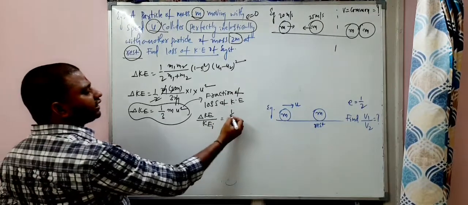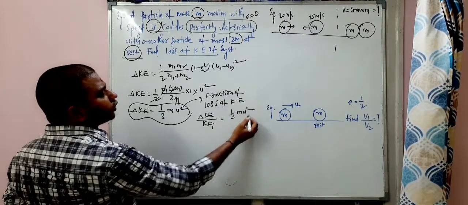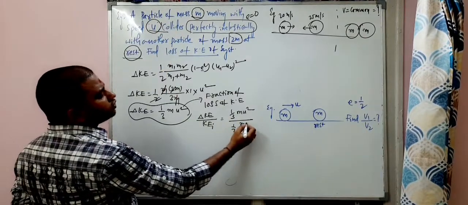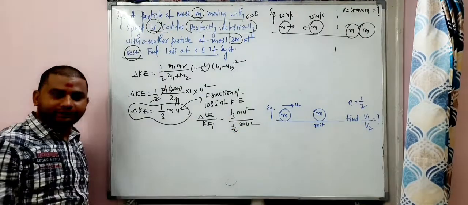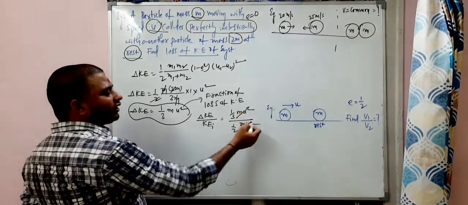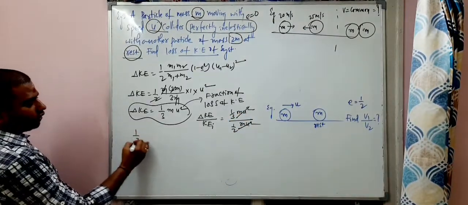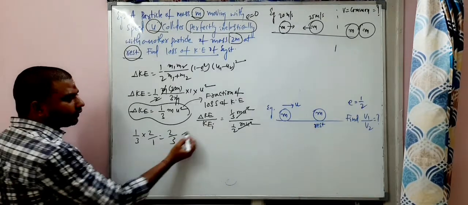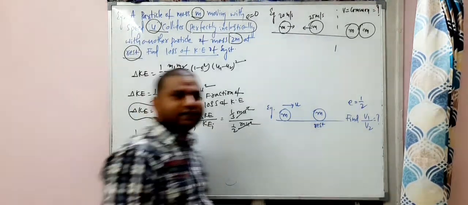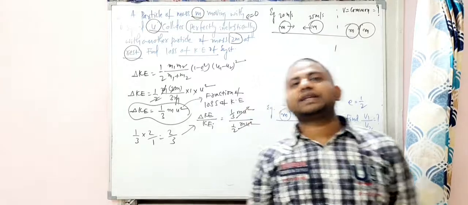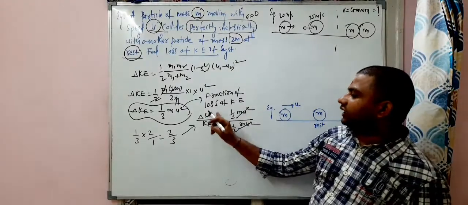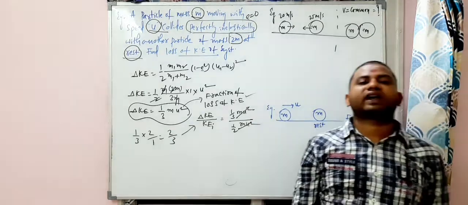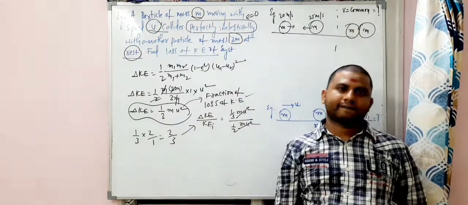Loss of kinetic energy is 1 by 3 m u square, by initial kinetic energy, which is half m u square, because the second body is at rest. So m u square cancels and 1 by 3 into 2 by 1 is 2 by 3. What is 2 by 3? This one, delta KE by initial kinetic energy, the loss of kinetic energy by initial kinetic energy. That's the fraction of loss of kinetic energy, my dear students.